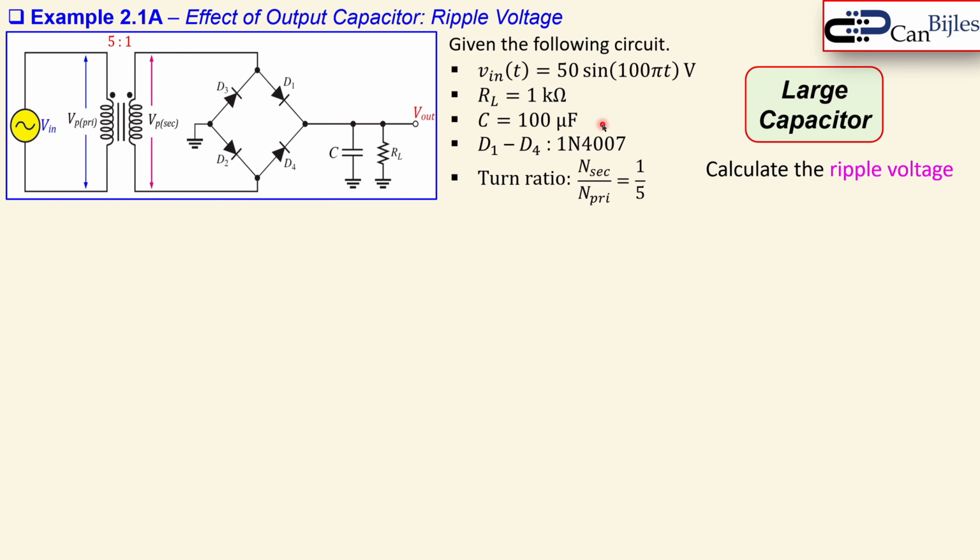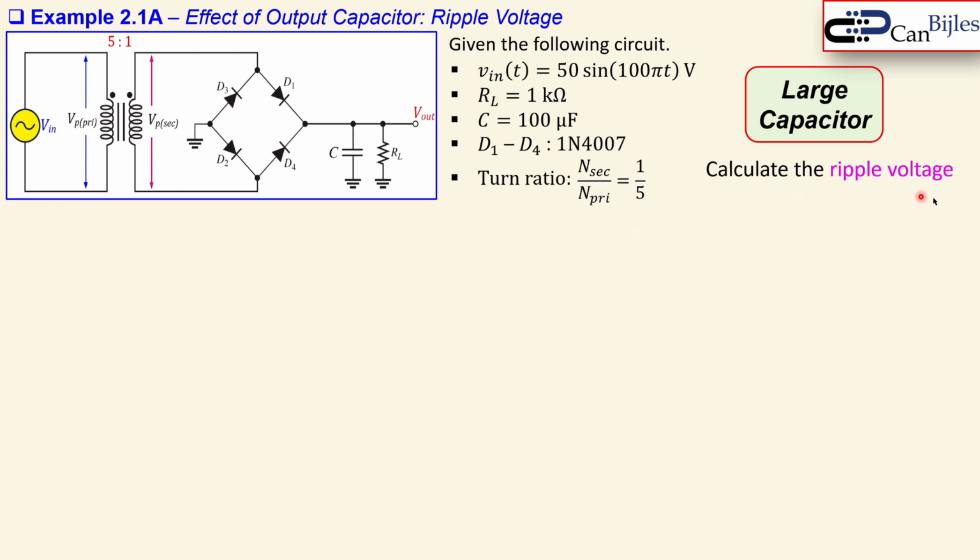The capacitor is again 100 micro. The load is still 1K, and the diodes 1 to 4 are 1N4007. The same diode type I have discussed and used in the half wave rectifier. This is now a large capacitor, so relatively large. And we have now N secondary over N primary, so this is the turns ratio of the transformer, 1/5 or 0.2.